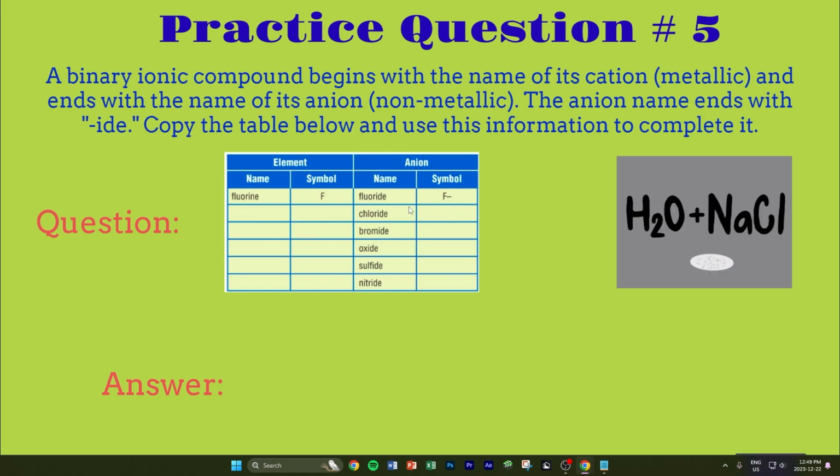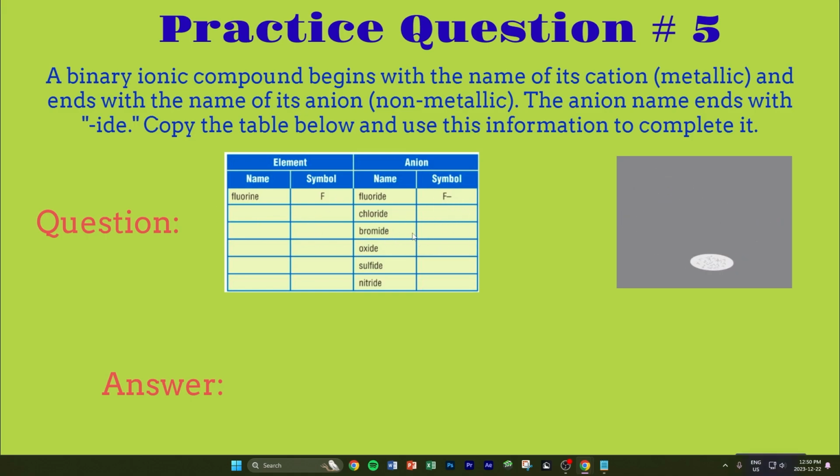Since it is an ion, we get the IDE suffix. And then it's going to have -1 because it gains an electron. So since fluorine has 7 in the outer shell, it wants to gain 1 electron. So once it gains that electron, then it's going to have a full shell. So that's why, since there's going to be 1 more electron than protons, the symbol is F-.